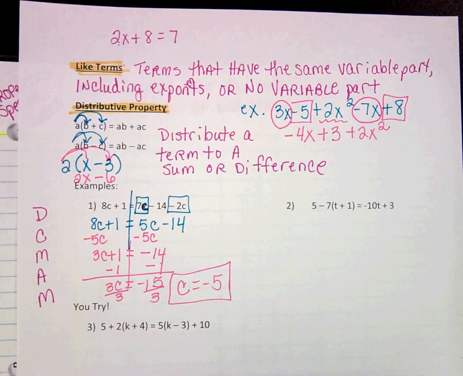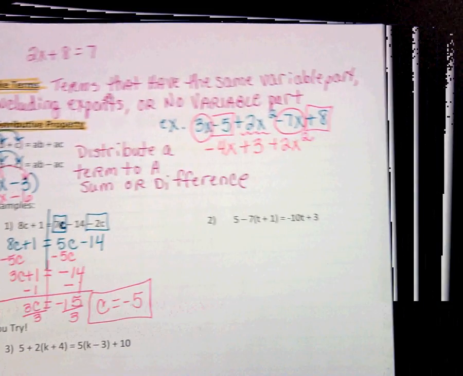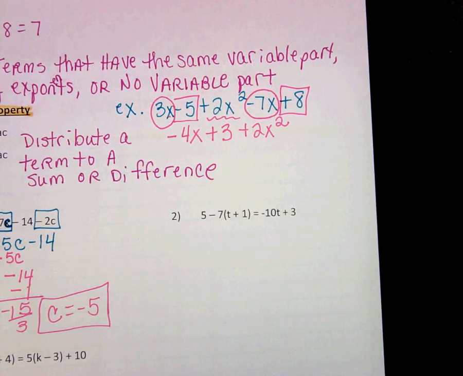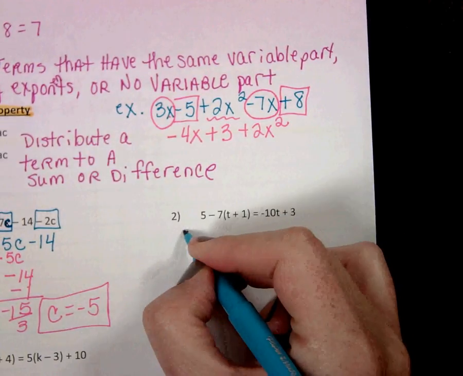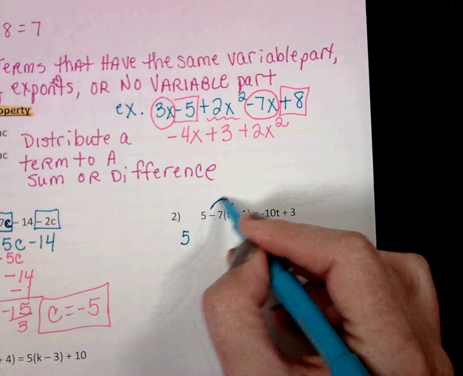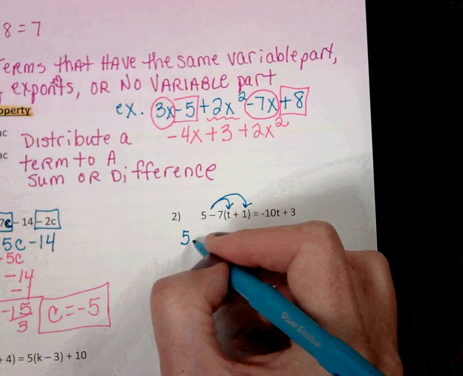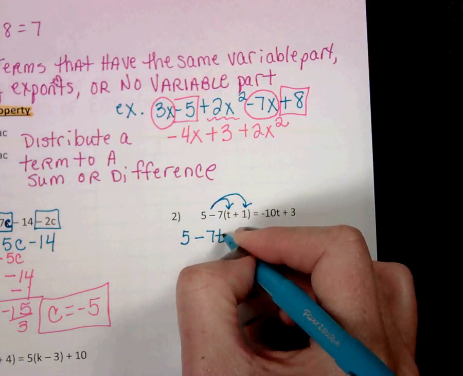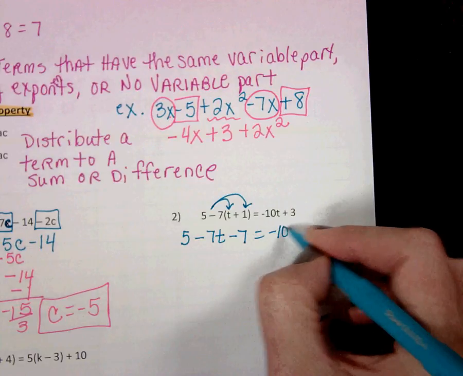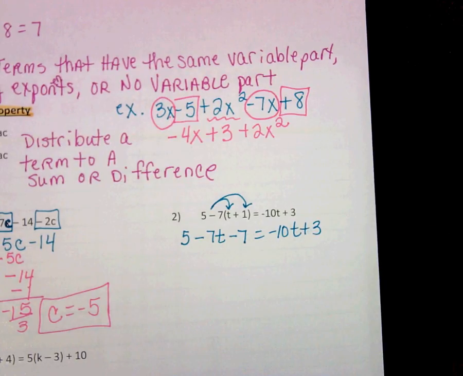Okay? In the next example, we do have distributive property that's involved here. Now be really careful about this. The 5 is not involved in the distributing. So I'm going to write the 5 down. And what we're distributing here is a negative 7. So it's going to be negative 7t minus 7. Okay, just writing the right because there's nothing over there.